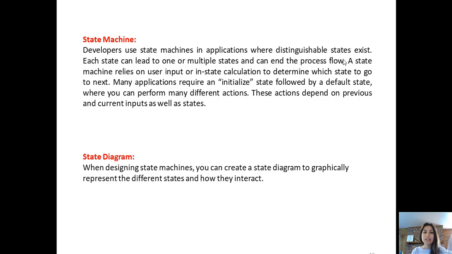Each state can lead to one or multiple states and can end the process flow. A state machine relies on user input or in-state calculation to determine which state to go to next. Many applications require an initialized state followed by a default state where you can perform many different actions. These actions depend on previous and current inputs as well as the states.